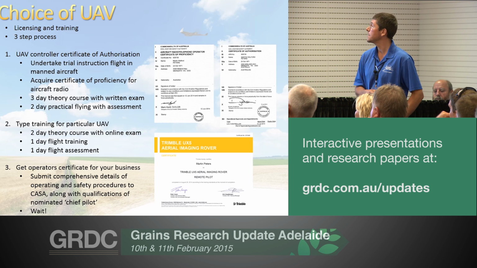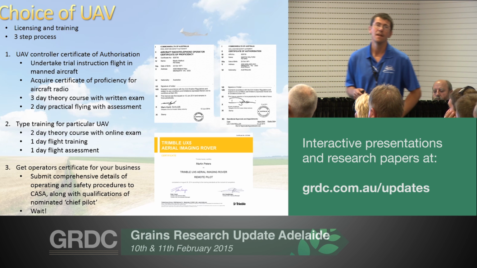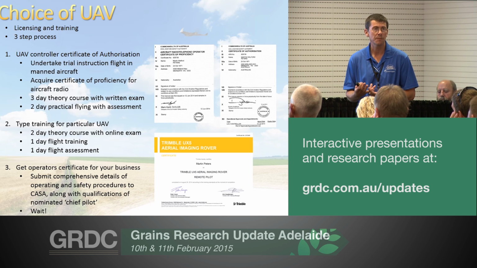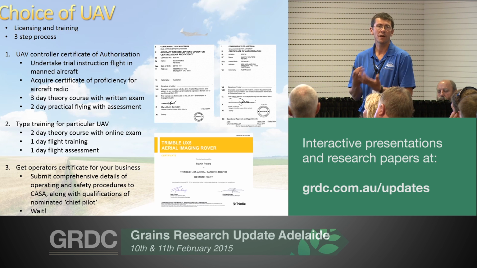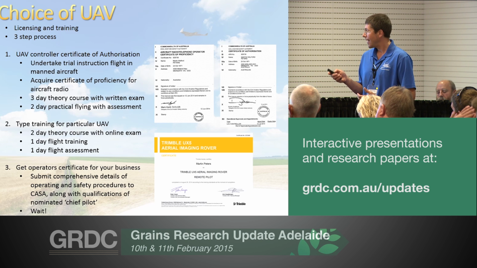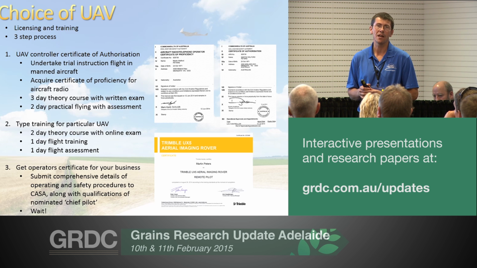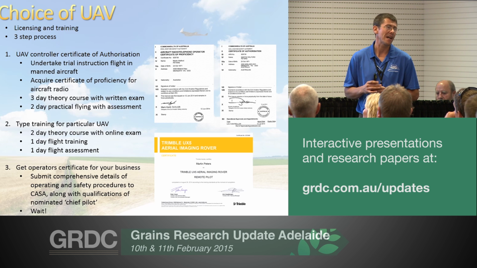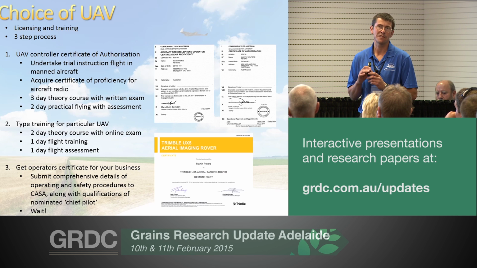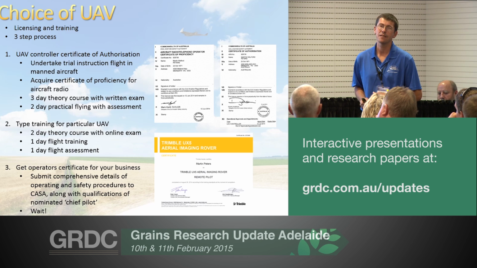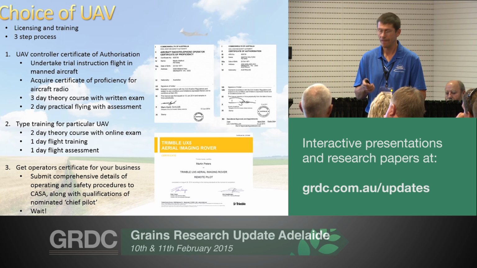So the final step is you need to get the operator certificate for your business. That's basically submitting all of your risk assessment stuff, your flight operations manual, all of your permits, what you're capable of doing, how you intend operating, where you intend operating to CASA. And then you wait, and you wait a lot. I submitted all that to CASA in October, and I still haven't had anything back. So at this stage, I'm legally allowed to do my self-evaluation flights, training flights, example flights, but I'm not technically allowed to charge anybody for a commercial output yet.